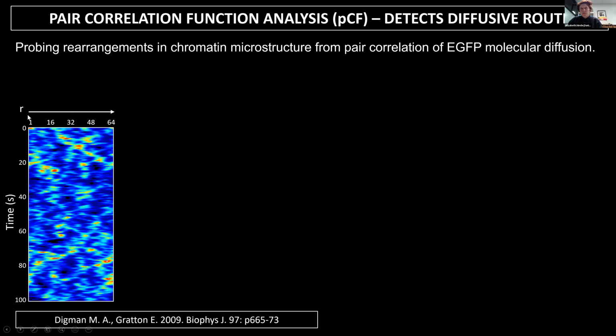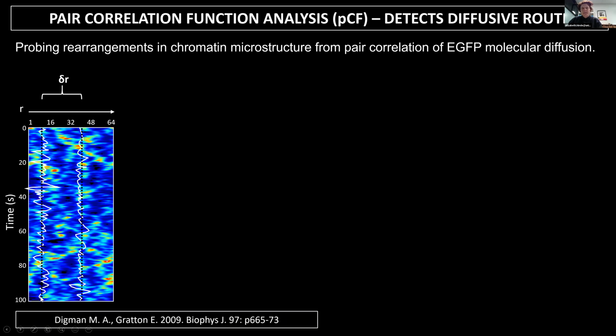You acquire a confocal line scan as a function of time, and you get this kymograph, which reports how the molecules along your line scan are moving. And for example, if this line was acquired across EGFP molecules diffusing throughout the nucleus, and I was interested in whether the EGFP molecules at this location ever diffuse to this location, and if so, how long do they take?